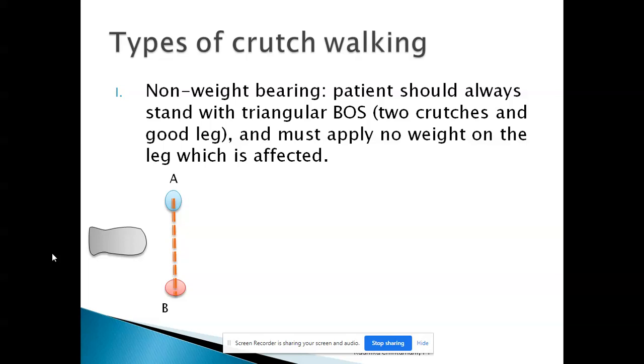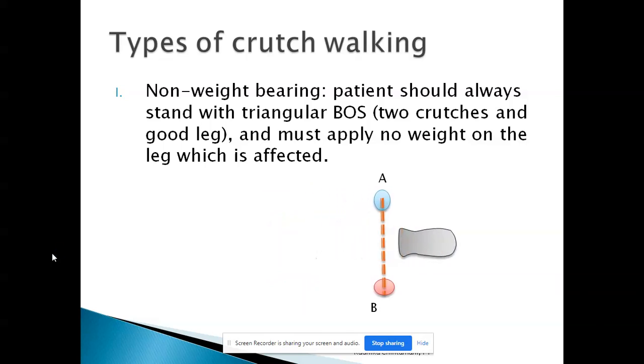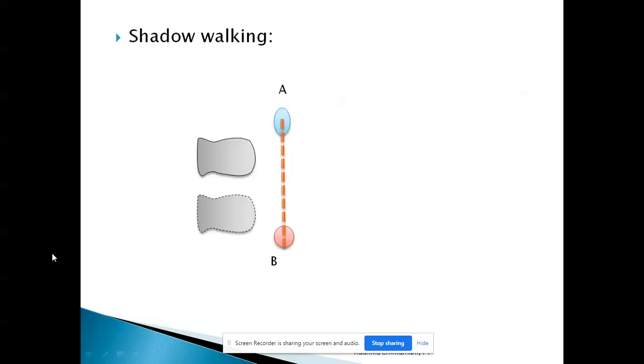Let's look at how the video representation will look. Point A and B, that is your crutches, along with the imaginary line, are passed ahead, followed by the good leg. This is swing to. For swing through, again the 3 point base of support, wherein point A and B, both the crutches along with the imaginary line, are passed ahead, followed by the good leg which crosses the line. This is swing through.